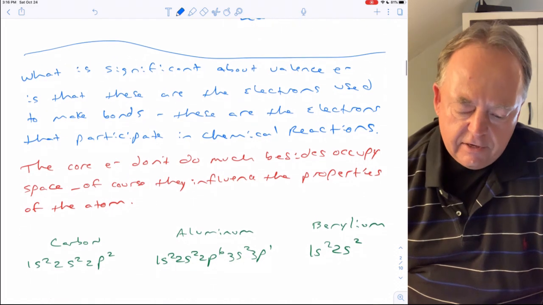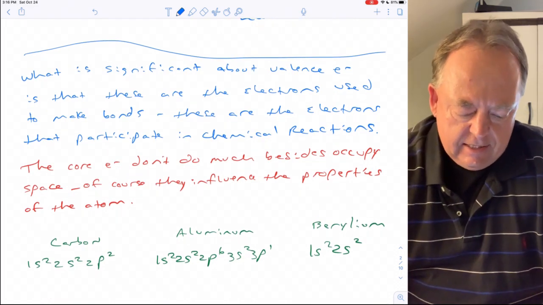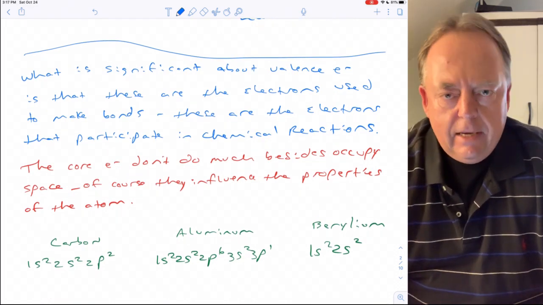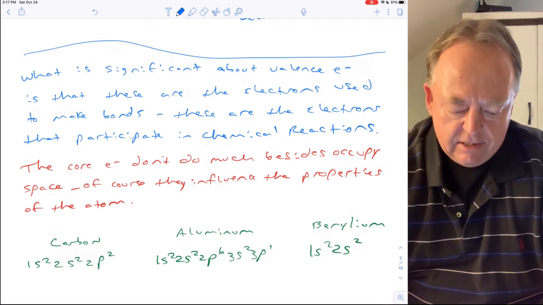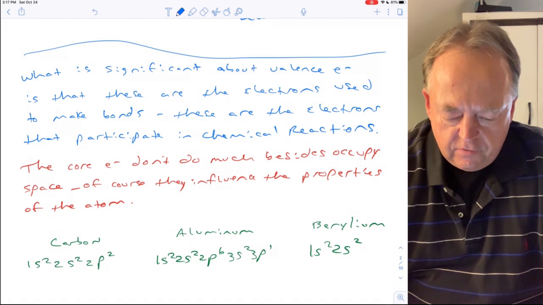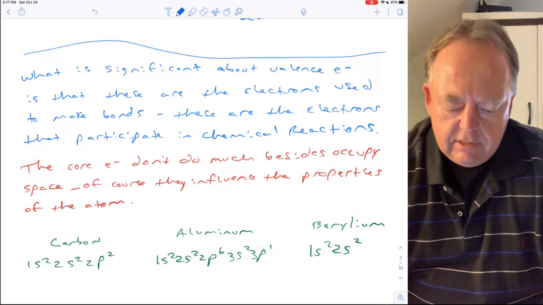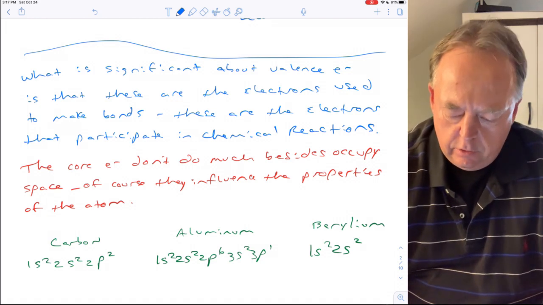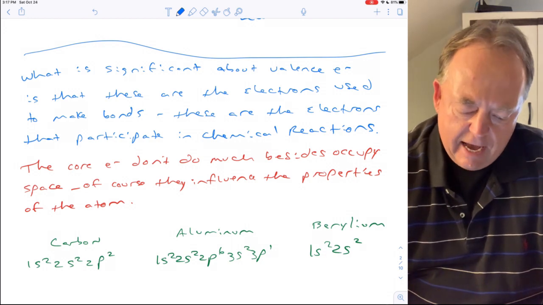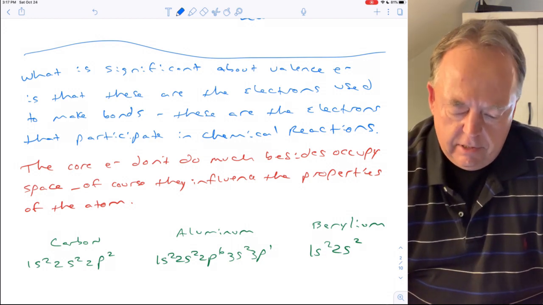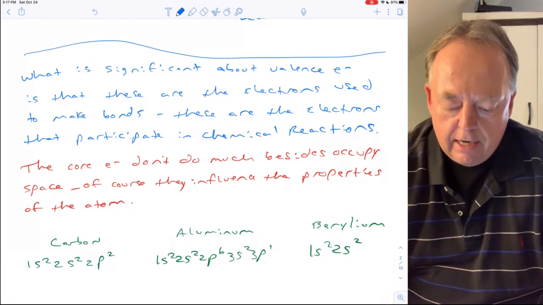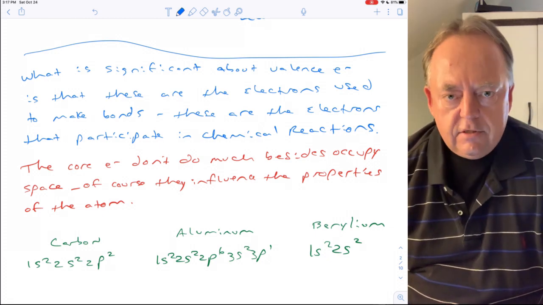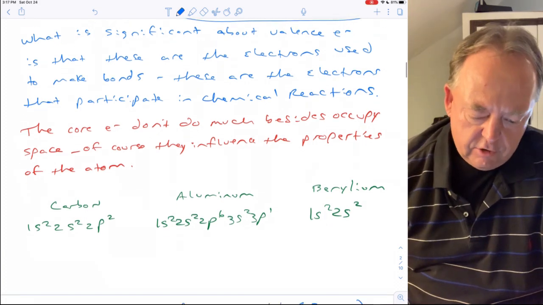Okay, what is significant about valence electrons is that those are the electrons that are used to make bonds, and those are the electrons that participate in chemical reactions. The core electrons, for all practical purposes, don't do anything besides occupy space. Obviously, they'll influence the properties of the atom, but they're not going to participate in bonding or chemical reactions. It's the valence electrons that do that, so those are the important electrons.